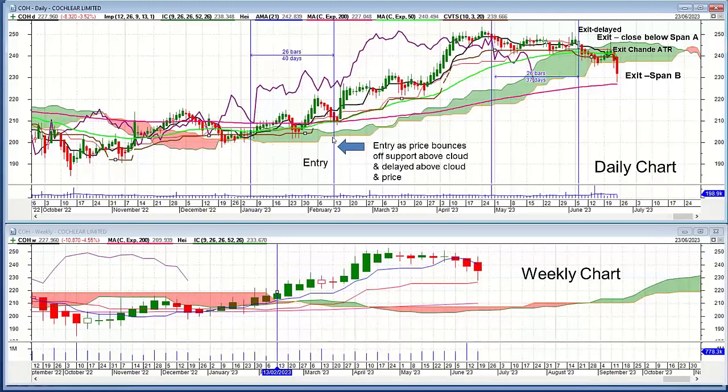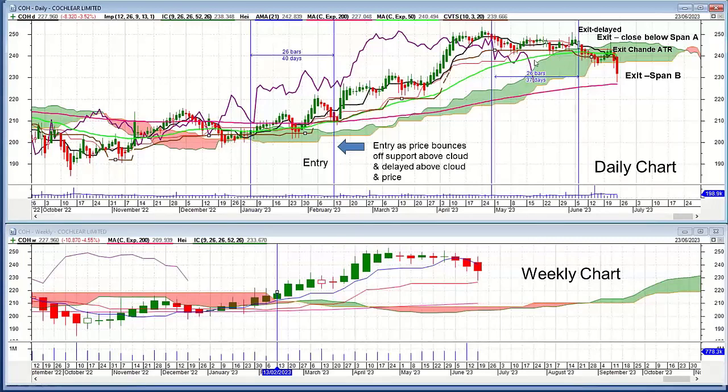So the good entry was actually here, and if we go back 26 bars, the delayed is above the price, so we've got some extra strength. We've broken the cloud on the weekly, we've broken the 200 EMA as well, we've bounced off support, so we've got plenty of things in our favour. Bouncing off support, delayed above the cloud, and also the 200 EMA. So here's our entry point.